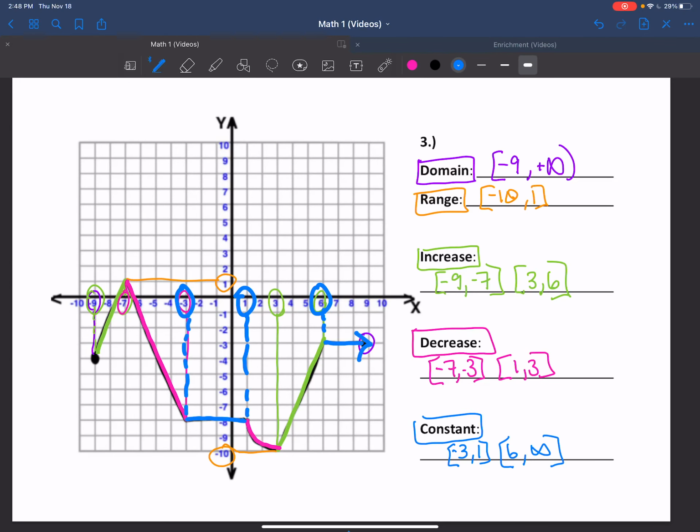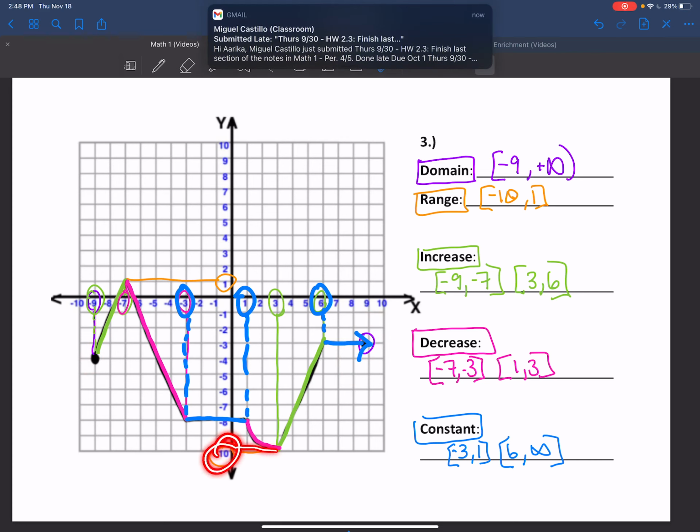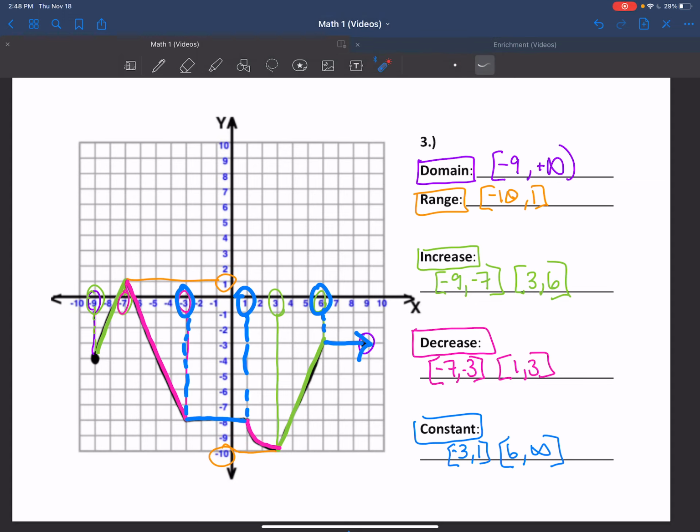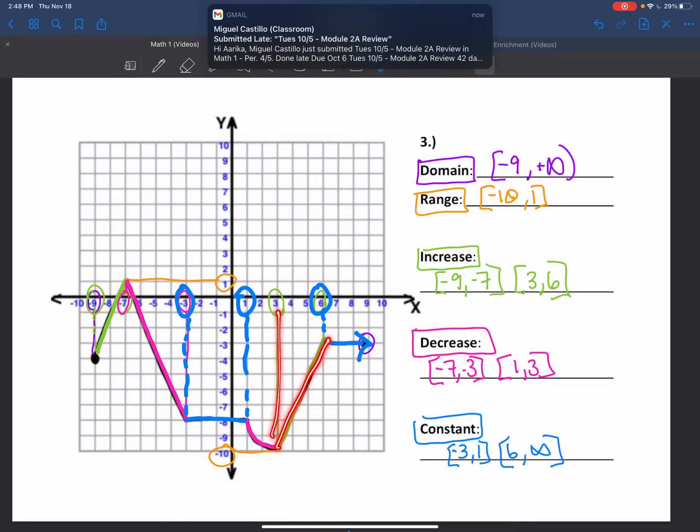All right, so here's the answers for number 3. So the domain goes from negative 9 on the left side to infinity on the right side. Okay, there's an arrow there, so it's infinity. The range, the bottom is a negative 10. The top is the 1. Increasing has 2 parts. So we're increasing on this section, which is negative 9 to negative 7. The second part is 3 to 6.